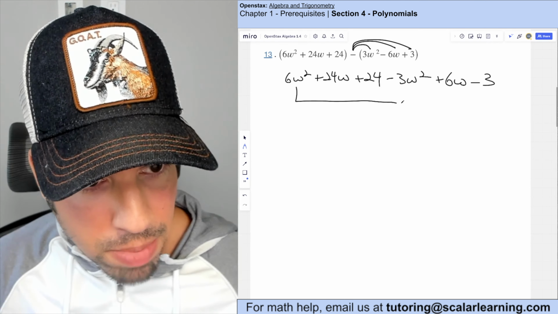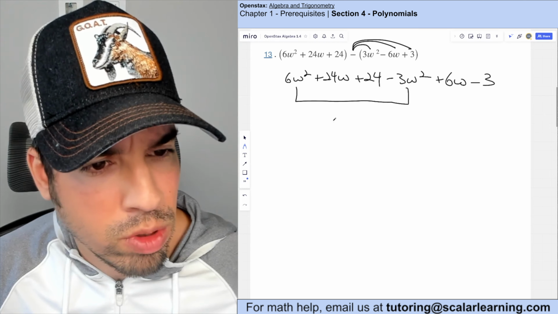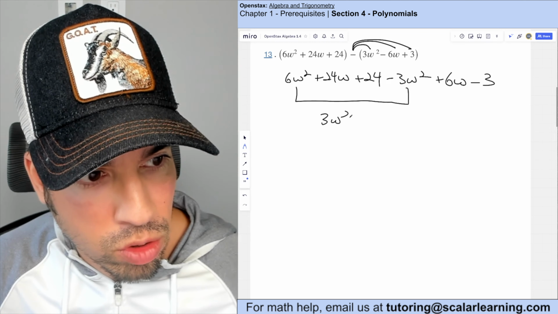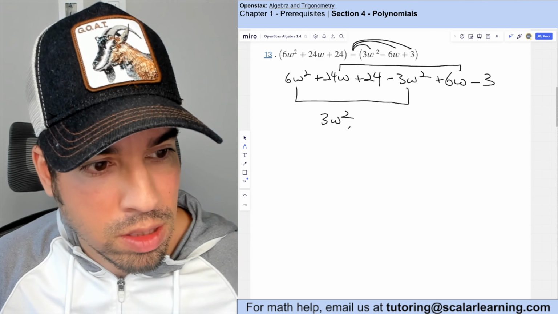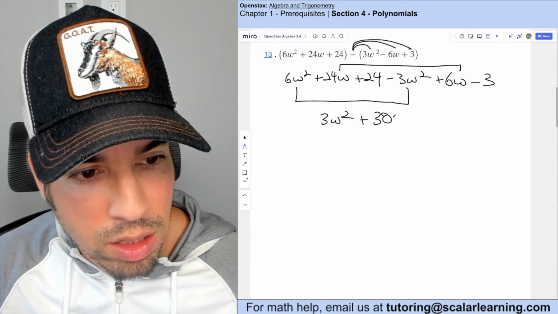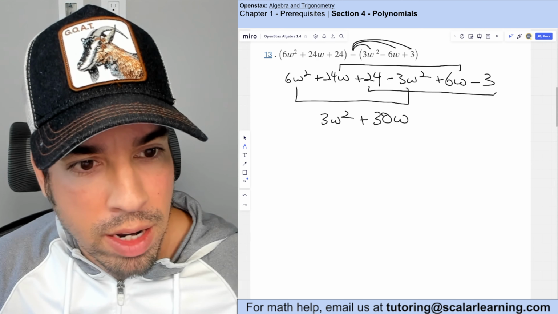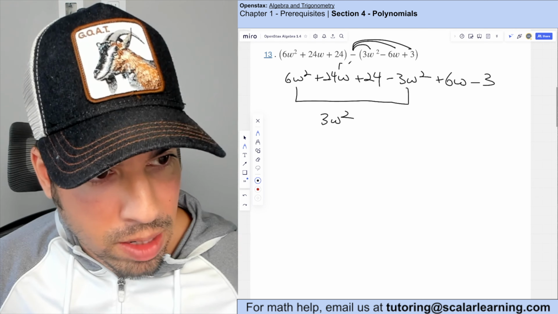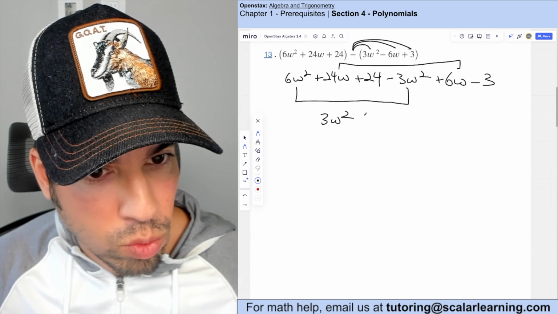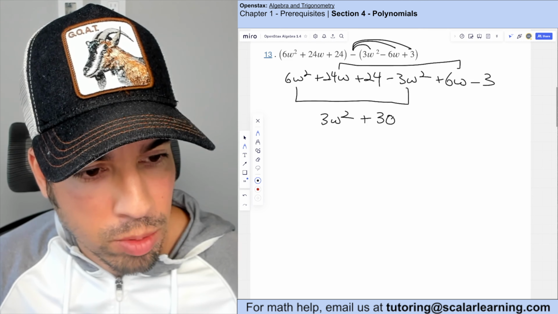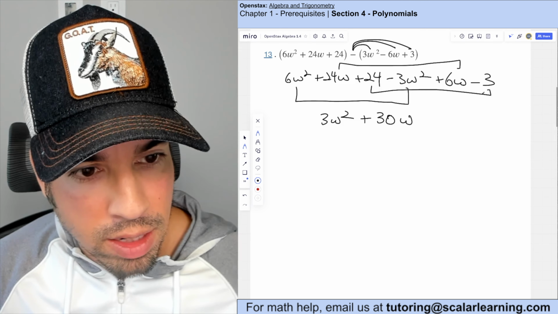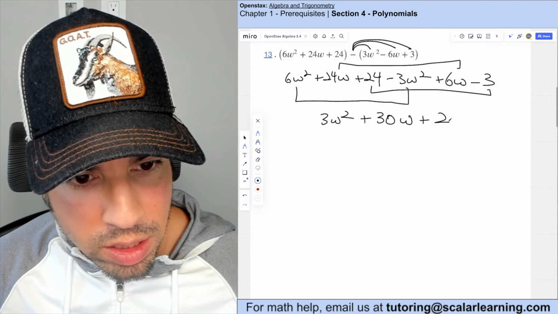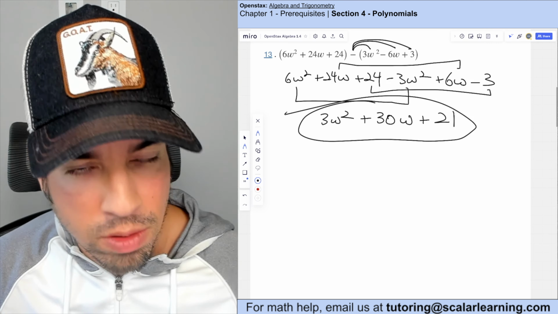Now I'm going to combine like terms. 6w squared minus 3w squared is 3w squared. 24w plus 6w is 30w. And then 24 and negative 3 is 21. Then I'm going to combine 24w and 6w, which is 30w, and then 24 and negative 3, which becomes 21 for the final answer. Done.